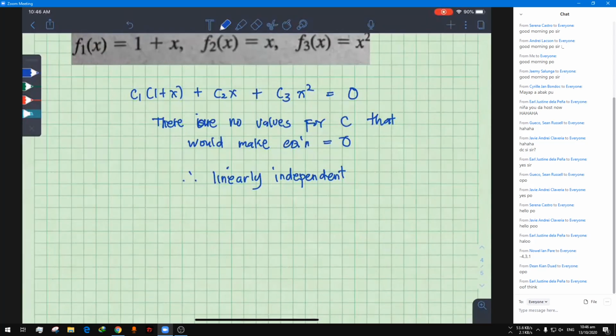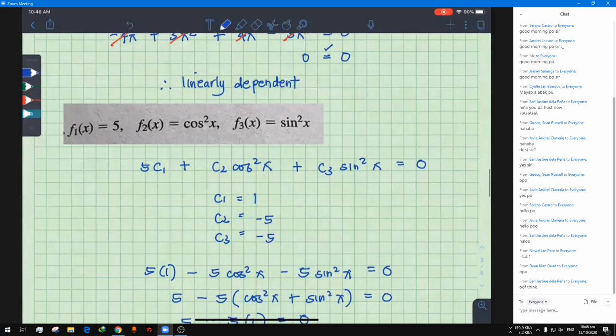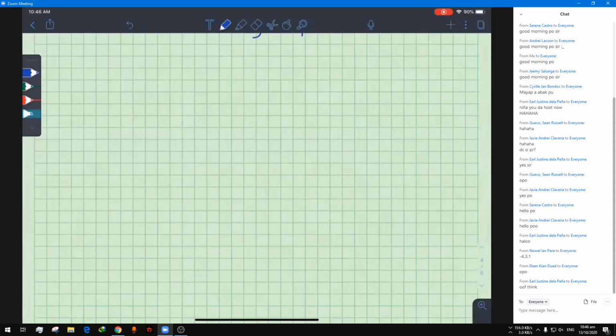Sir, isn't there an easier way? There is a method. Instead of just thinking out of nowhere about the values of C1, C2, C3 that would make it linearly dependent or not, actually there is. We call it the Wronskian method.